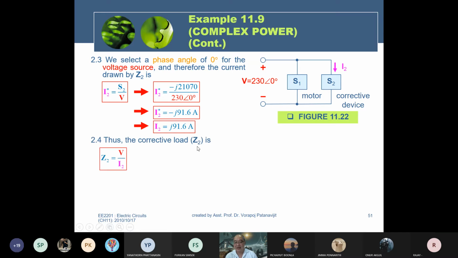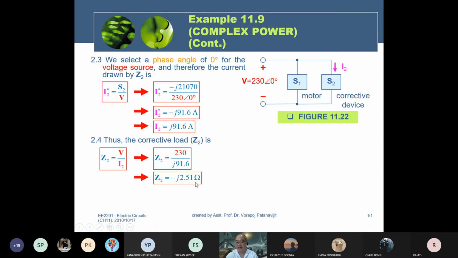You can find the impedance, because the voltage is already fixed here. You know the power, you know the voltage, the voltage is fixed, so you can find the current. And if you find the current, you know V, you know I, you can find R. V equals IR, so R equals V divided by I. You substitute them. The new impedance that makes the power factor improved equals minus J 2.5 ohm.